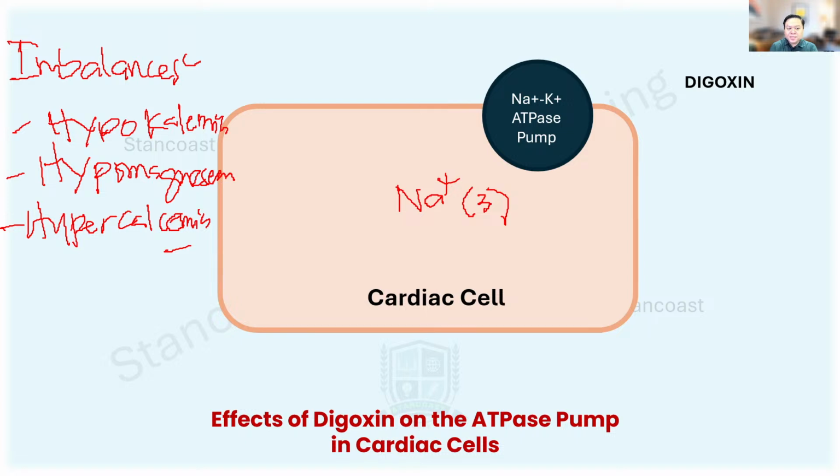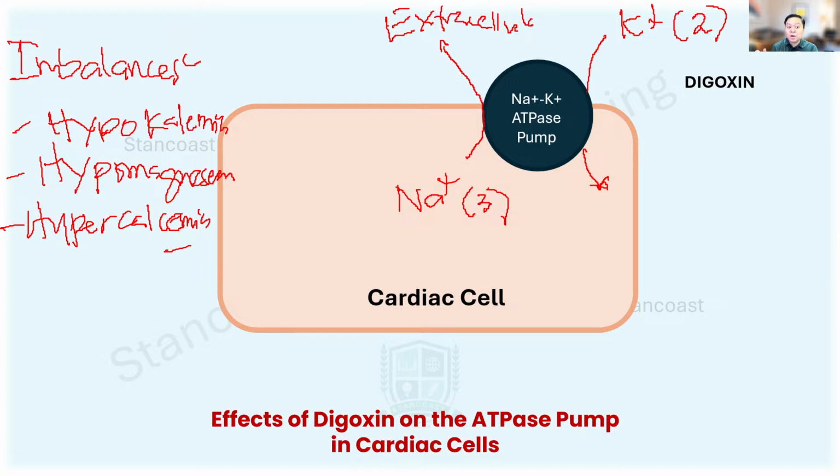The action of the sodium potassium ATPase pump is basically to allow exchange of 3 of the sodium ions to be expelled into the extracellular compartment, while it will allow the entry of potassium ions, 2 potassium ions, into the myocyte. All right, so take note of that. This is the role of the sodium potassium ATPase pump.